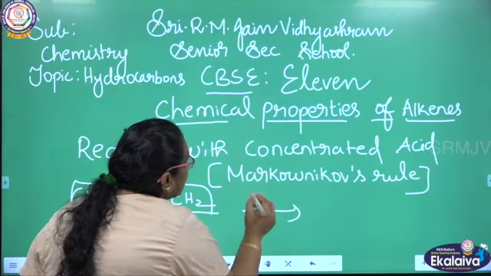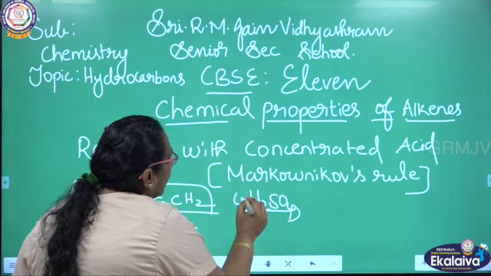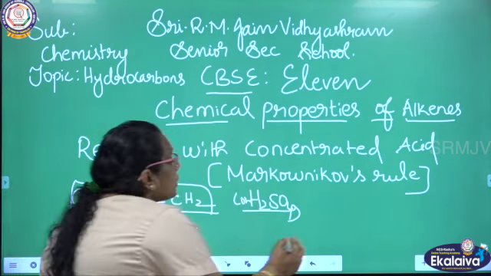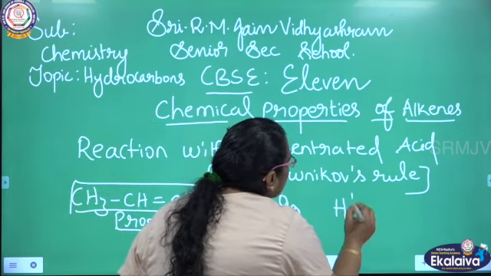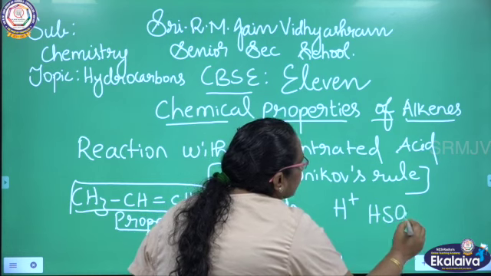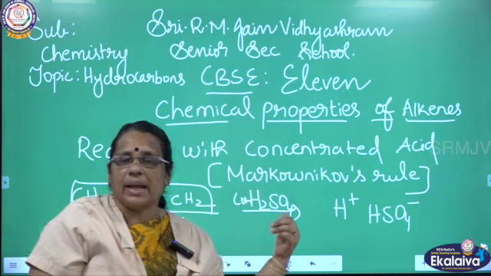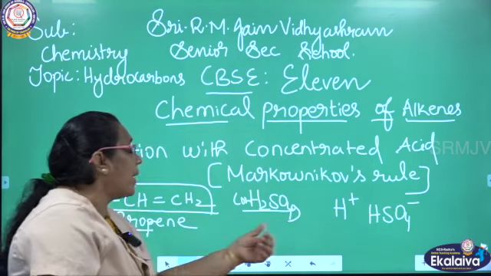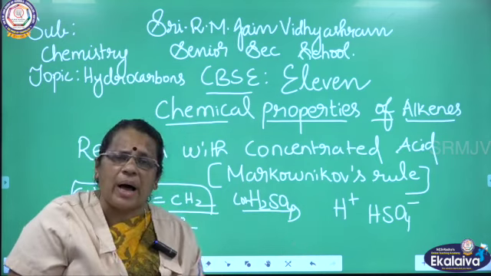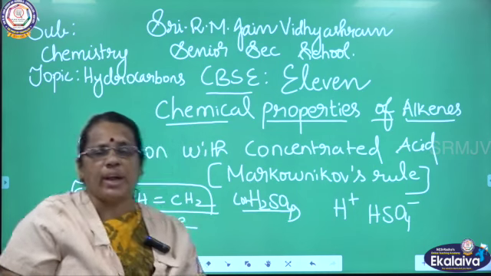I am going to add concentrated sulfuric acid. Split this sulfuric acid into positive and negative parts. What is the positive part here? H plus is the positive part and HSO4 minus is the negative part. So when you split the sulfuric acid, you will be getting positive and negative ions.